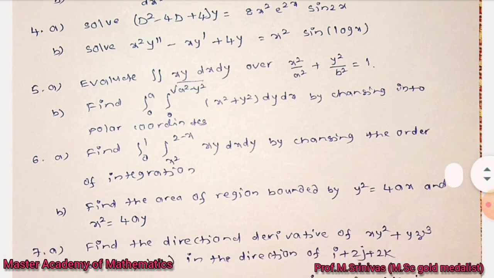Next, sixth a bit, find double integral 0 to a and integral x square to 2 minus x xy dx dy by changing the order of the integration. So in order to change the order of the integration, first you identify the limits of the variables. The first integral is x integral, second integral is y integral, and the previous order is nothing but it is dx dy. Now you are changing the order of the integration into dy dx.